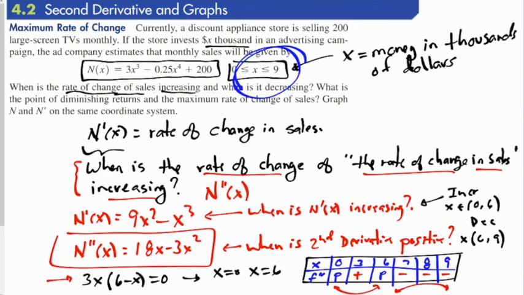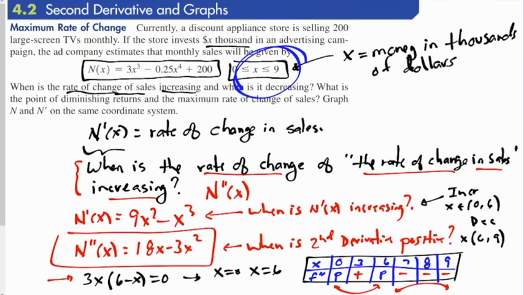So we go back to the question, make sure we've addressed this. It says, when is the rate of change of sales increasing? Well, the rate of change in sales is increasing when $0 to $6,000 in advertising dollars are spent. And when is it decreasing? Well, when you're spending between $6,000 and $9,000.